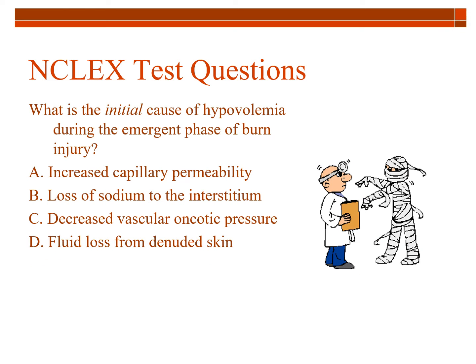What is the initial cause of hypovolemia during the emergent phase of burn injury? A, increased capillary permeability. B, loss of sodium to the interstitium. C, decreased vascular oncotic pressure. And D, fluid loss from denuded skin. The answer is A. Although all of the selections add to the hypovolemia that occurs in the emergent burn phase, the initial and most pronounced effect is caused by fluid shifts out of the blood vessels as a result of increased capillary permeability.